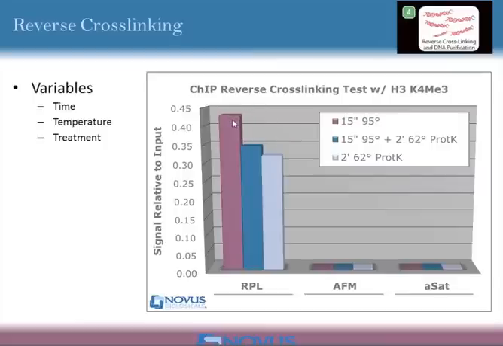So what we see is that the 15 minutes at 95 degrees was able to amplify more DNA than the other two treatments, and that still our negative loci down here did not amplify, and it did not change per treatment here. So we usually recommend just that quick 15-minute at 95 degree reverse cross-linking step.